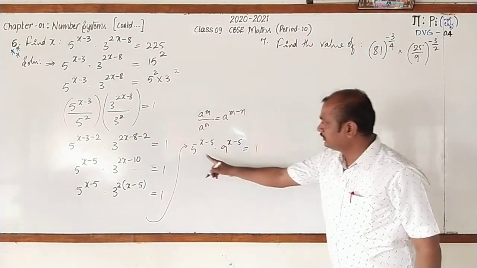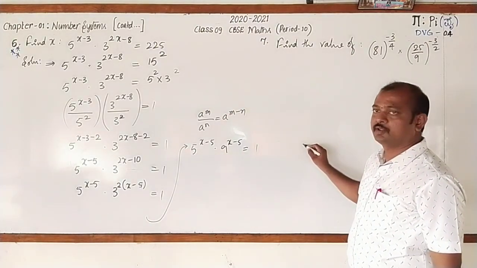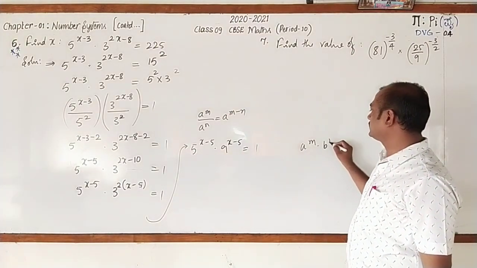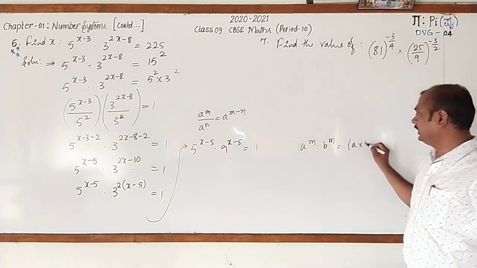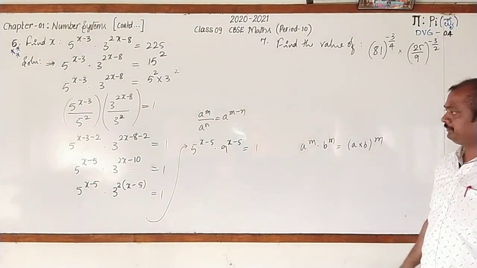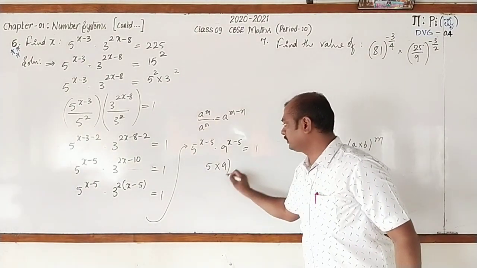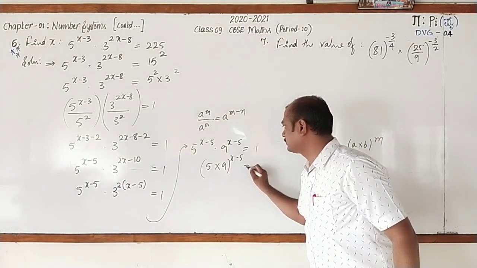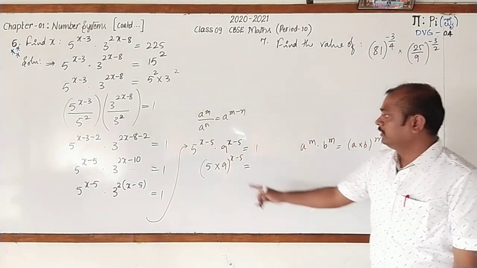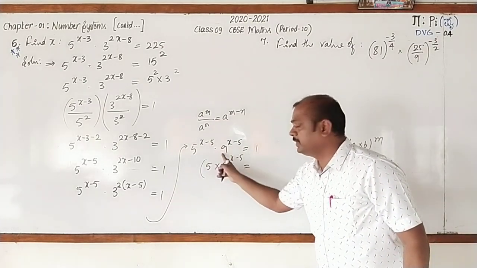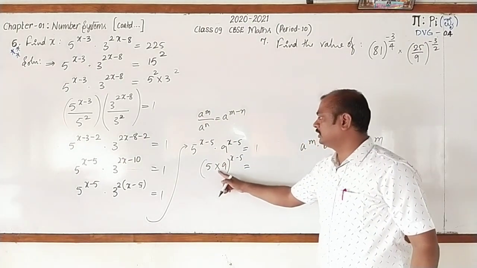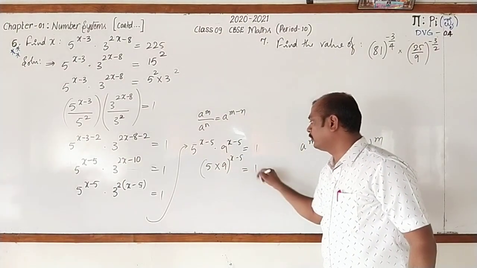Now look here. This is of the form a raised to the power m into b raised to the power m. It is equal to a into b whole raised to the power m. Therefore, I can write it as 5 into 9 whole raised to the power x minus 5. Powers are same, but bases are different. Under that condition, you can write like this. It is equal to 1.